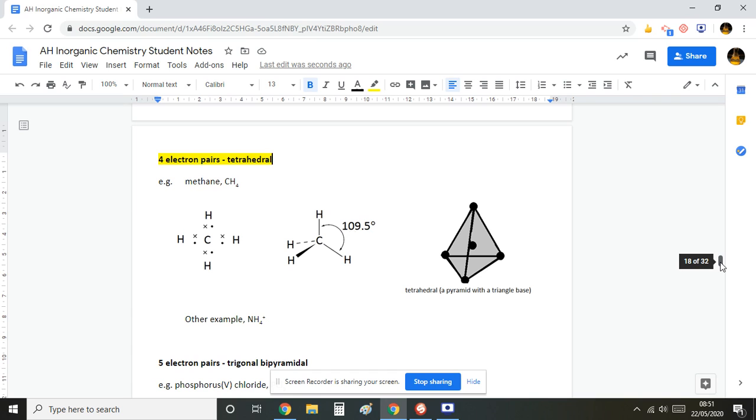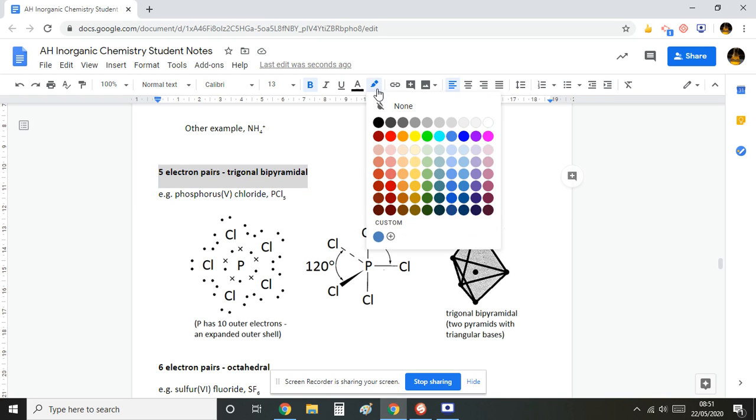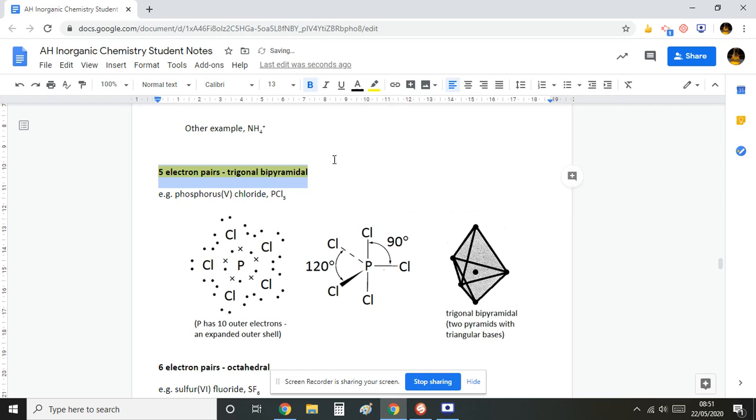Moving further on, if we have 5 electron pairs, this is called trigonal bipyramidal. So 5 electron pairs. If we have a look at phosphorus pentachloride, phosphorus itself has 5 outer electrons. There are 5 chlorines joined, so 10 electrons in total, 5 electron pairs.